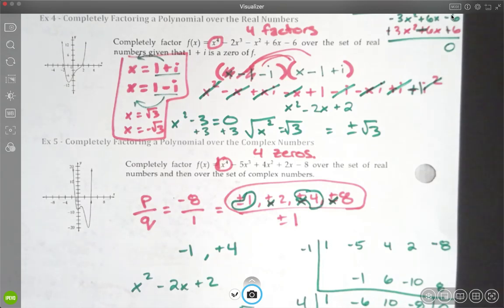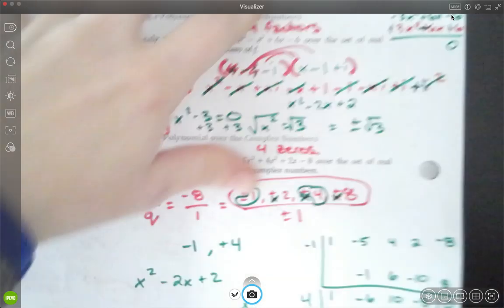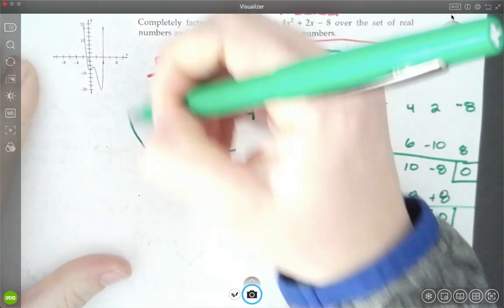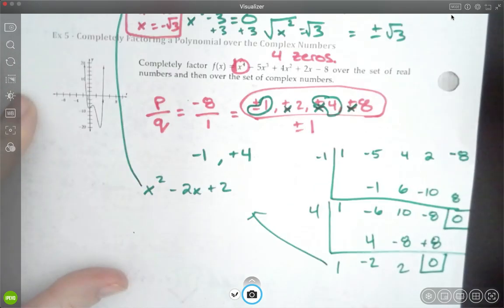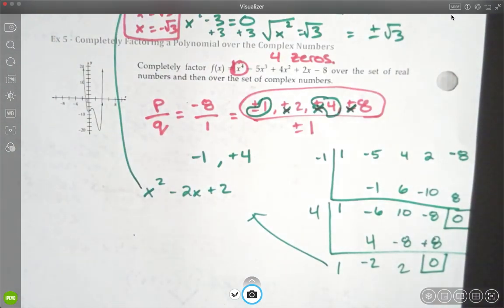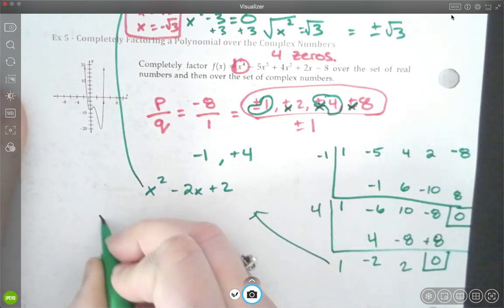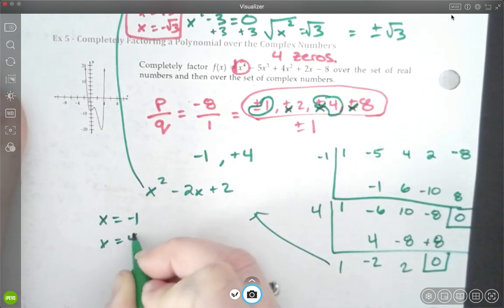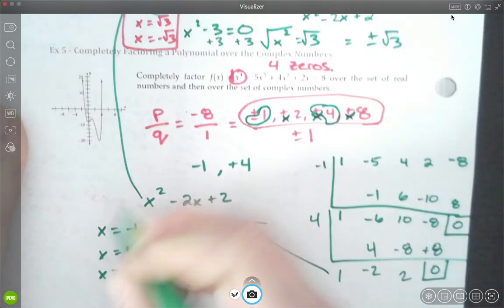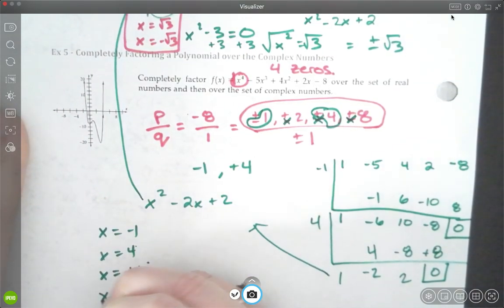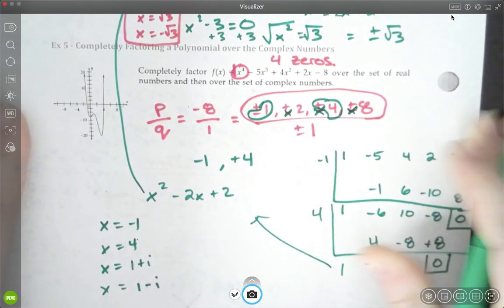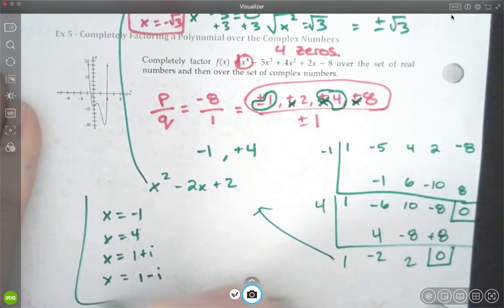We could do the quadratic formula if we want to, but really the answer is up here. It's those two: x plus i, x minus i. Do you see how that works? So my four answers are -1, +4, 1 plus i, and 1 minus i. Those are my four answers. We have completely factored it down.